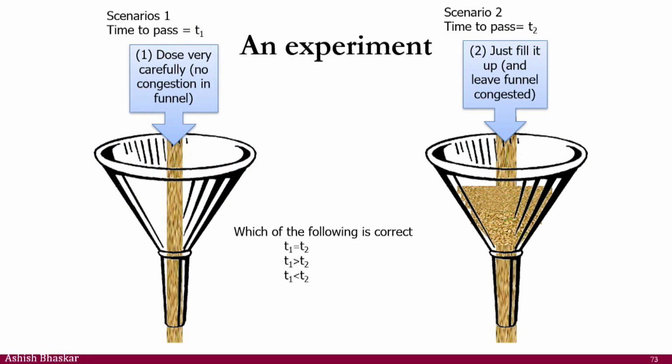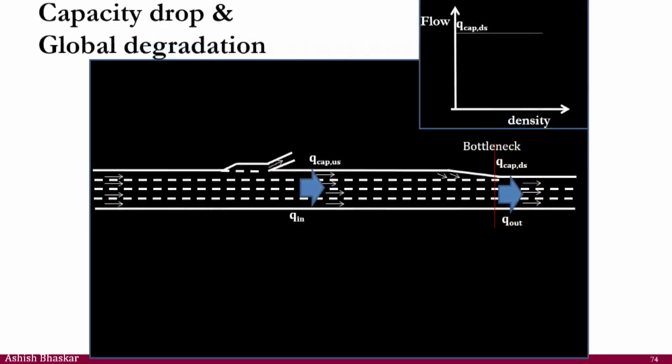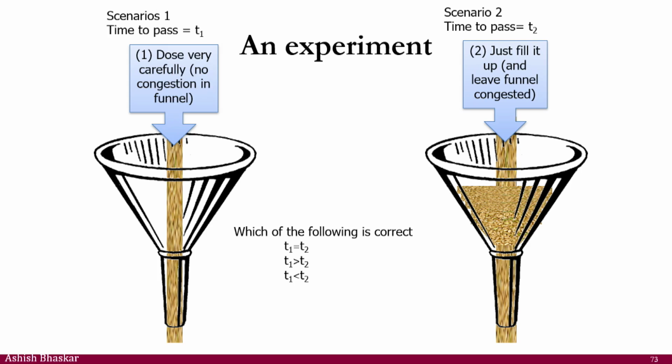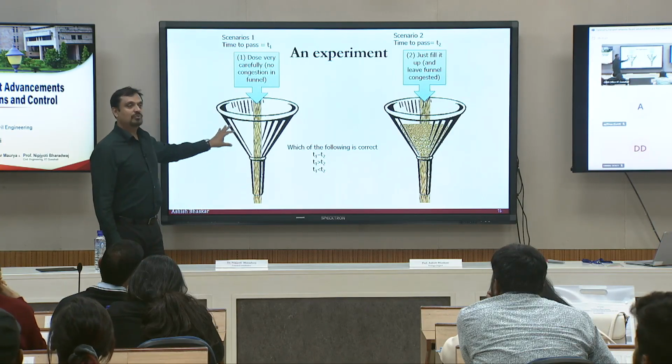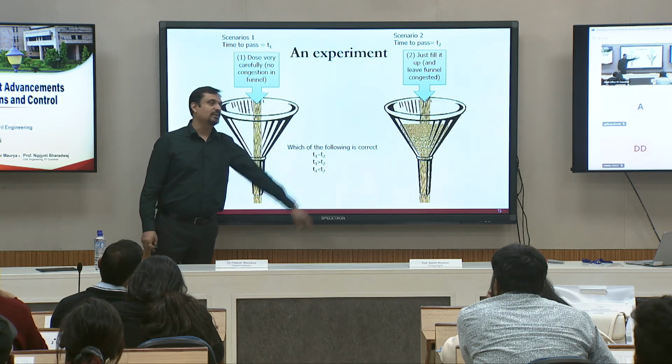Let's have a look at this. Let's say we have two scenarios. We have two funnels, and you have 1 kg of rice grains, and you want to pass that 1 kg of rice grains through the funnel. In one case, you are slowly pouring the rice so that at the bottleneck, or the neck of the funnel, there is no congestion happening. In the other case, you just pour the rice and let it go. Let's say it takes T1 time to let 1 kg of rice pass in the first case, and T2 time in the second.